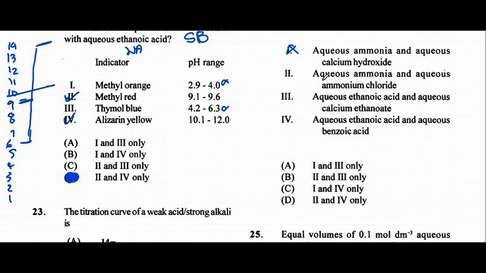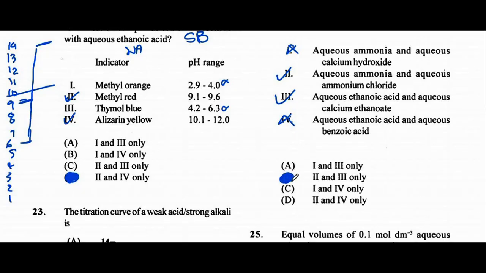Aqueous ammonia and aqueous ammonium chloride, I would say yup. Ethanoic acid and aqueous calcium ethanoate, very much so. And here we have aqueous ethanoic acid and aqueous benzoic acid. These are two acids, not even an acid and a salt, so no. So 2 and 3 would be the answer for this, so B.